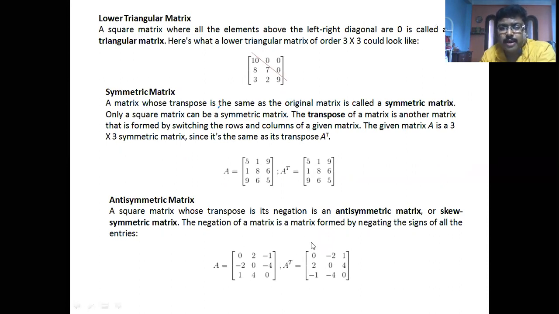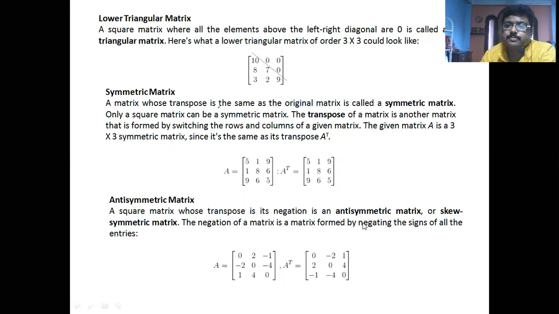Now the lower triangular matrix: a square matrix where all the elements above the left-right diagonal are 0. This is the lower triangular matrix. Here 8, 3, 2 are the numbers. These are not 0, but these are 0. So a square matrix where all the elements above the left-right diagonal are 0 is called a lower triangular matrix.